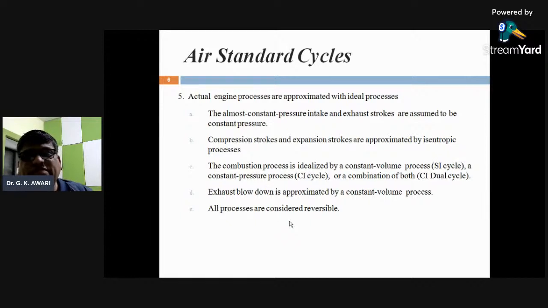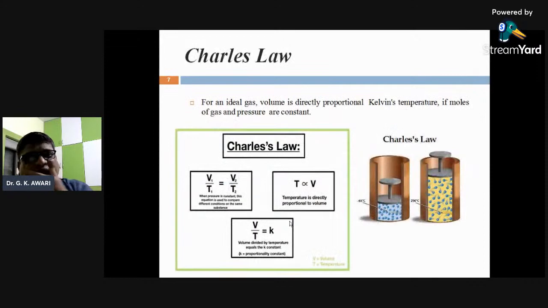Then the compression and expansion strokes are approximated by isentropic processes. The combustion process is idealized by a constant volume process for the SI cycle, a constant pressure process for the CI cycle, meaning the compression ignition cycle, or a combination of both, which is called the CI dual cycle. Exhaust blowdown is approximated by a constant volume process. All processes are considered reversible. So these are the assumptions, basically approximated with ideal processes, and the intake and exhaust strokes are assumed to be constant pressure.